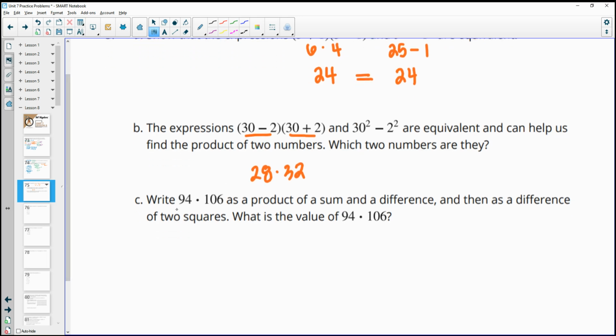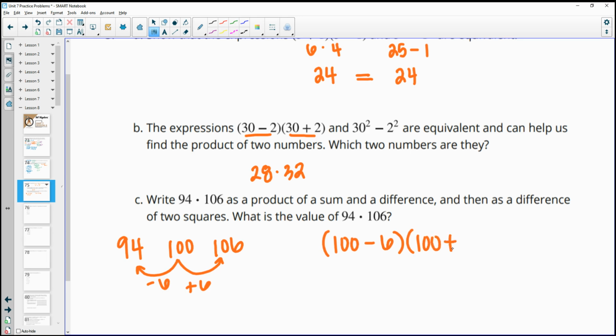So then in part C, it tells us 94 times 106, write it as a product of a sum and a difference. So you want to know what's the middle number between 94 and 106 so that you can add and subtract the same number. So right in the middle of 94 and 106 is 100, because 94 is minus 6 from 100 and 106 is plus 6 from 100. So that's going to be the numbers that we'll use: 100 minus 6, which is equivalent to 94, and 100 plus 6, which is equivalent to 106.